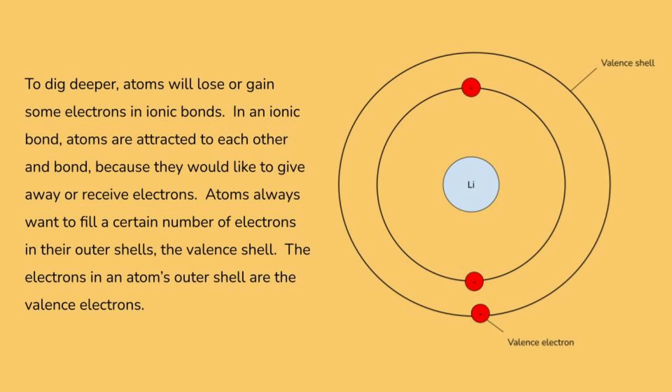To dig deeper, atoms will lose or gain some electrons in ionic bonds. In an ionic bond, atoms are attracted to each other and bond because they would like to give away or receive electrons. Atoms always want to fill a certain number of electrons in their outer shells, the valence shell. The electrons in an atom's outer shell are the valence electrons.